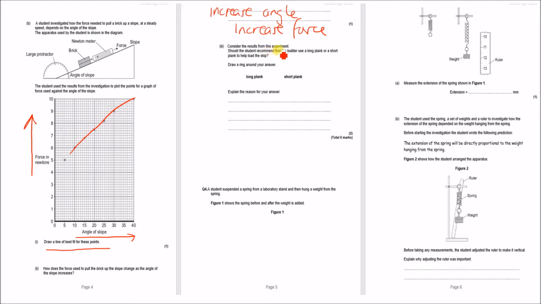Right, consider the results from this experiment. Should the student recommend that the builder use a long plank or a short plank to help load the skip? Well, we know that if the angle is less, then the force is going to be less. So if we have a skip here and we choose to use a short one, then the angle is going to be great. If we use a really long plank, then the angle is going to be lower. This angle is going to be less than this angle, so therefore using a long plank is going to mean a shallower angle, and if we have a shallower angle, we will need less force.